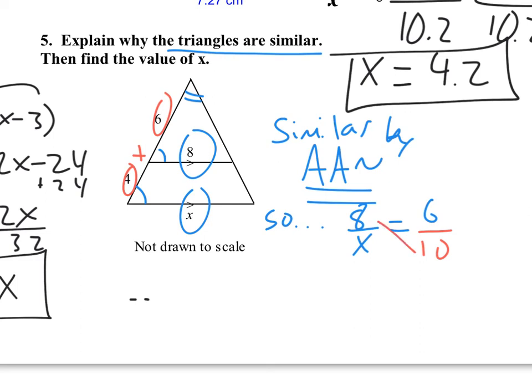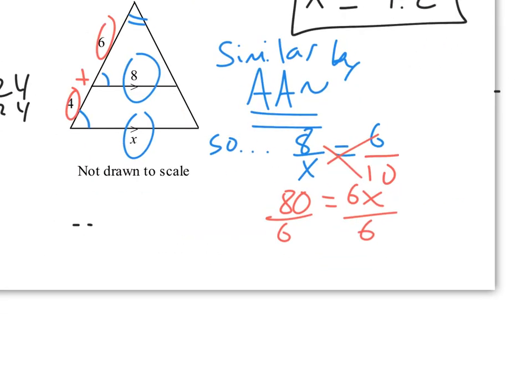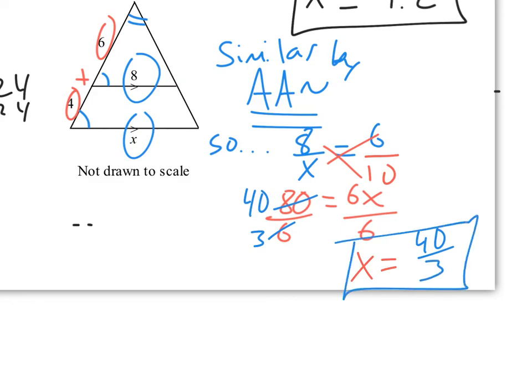And so we cross multiply, we get 80 equals 6x. We can divide by 6, and that gives us x equals 80 divided by 6. Well, 6 is not going into 80, but we can divide by 2. That's 3, and that's 40. And so our answer is 40/3. We'd rather not have a decimal because that's a repeating decimal. Okay, there you have it.